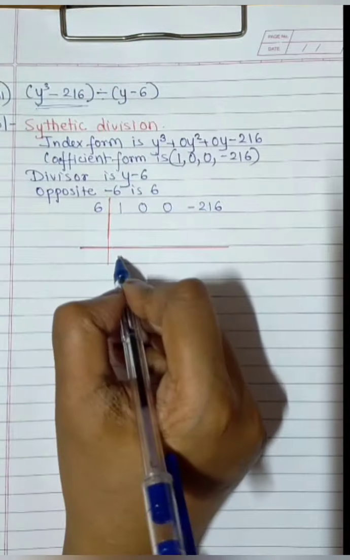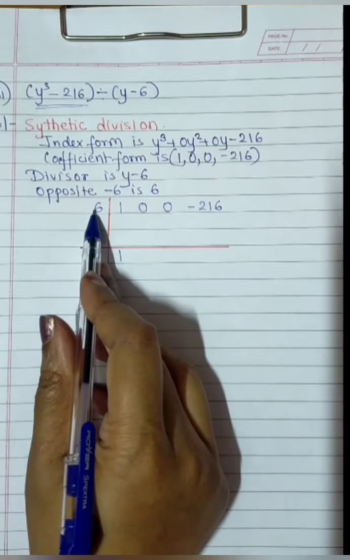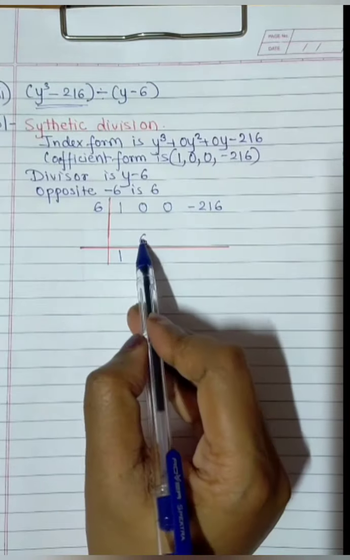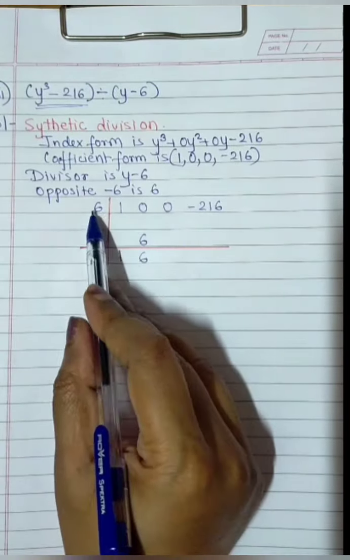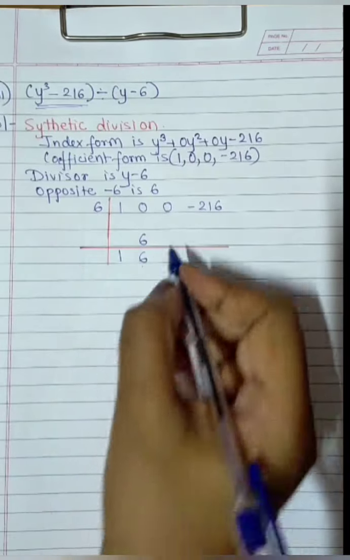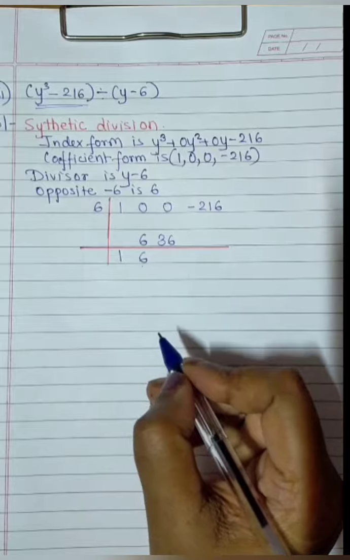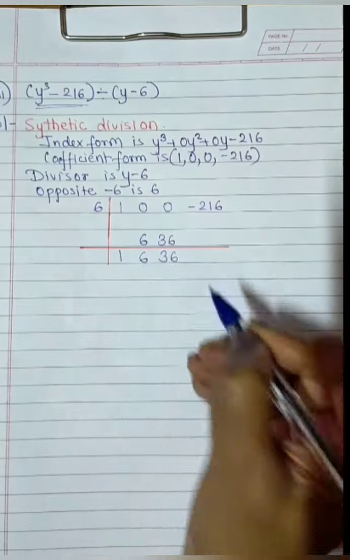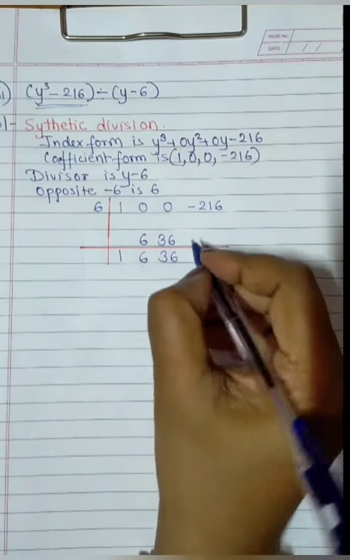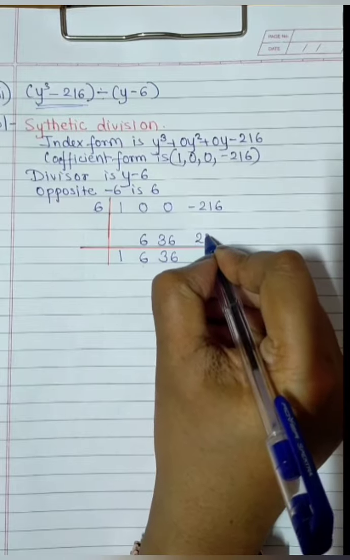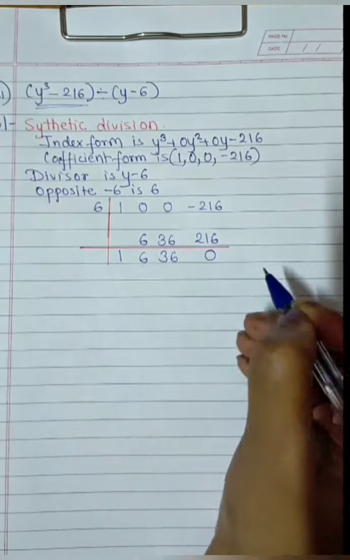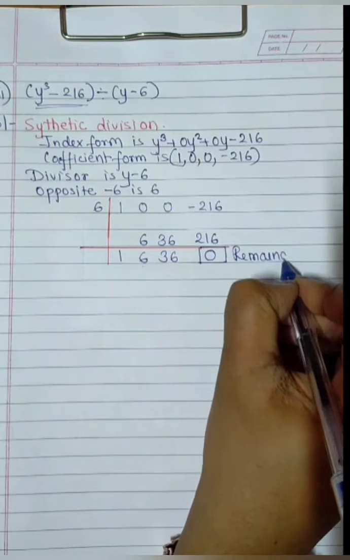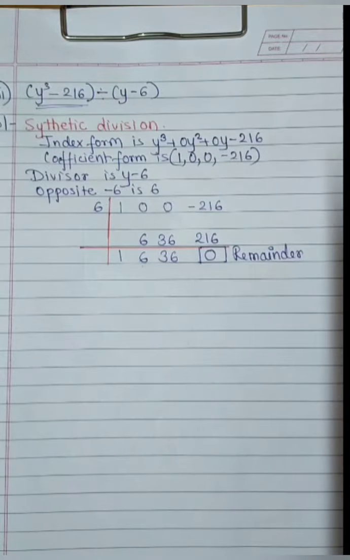Here this 1 will come down. Now 1 times 6 is 6. This 6 again comes down. Now 6 times 6 is 36. Then we subtract and get the same number, that is 36. Now again 36 times 6 will get 216, which means that is 0. So here 0 is our remainder. Okay, I hope you are getting it.